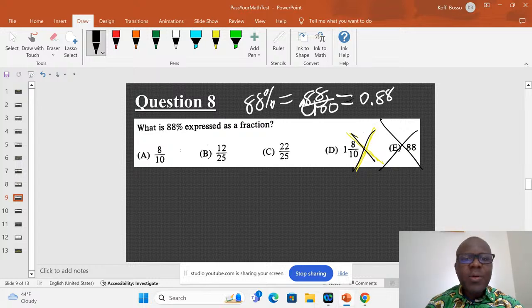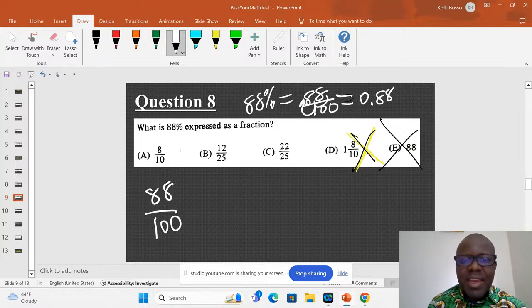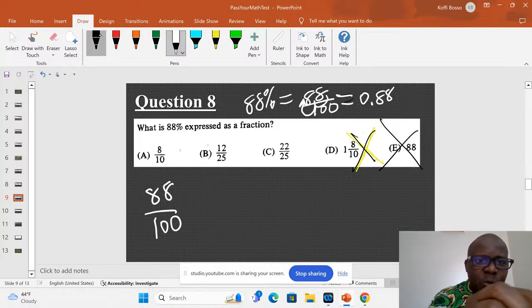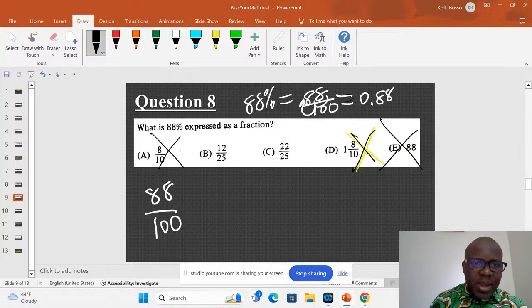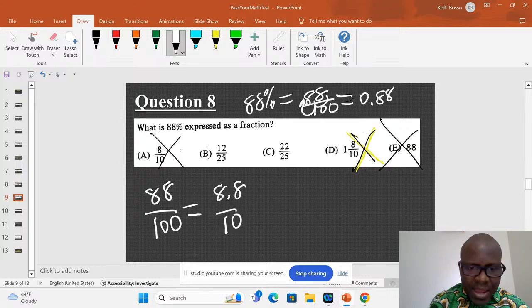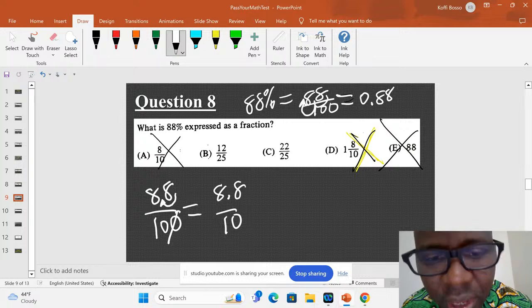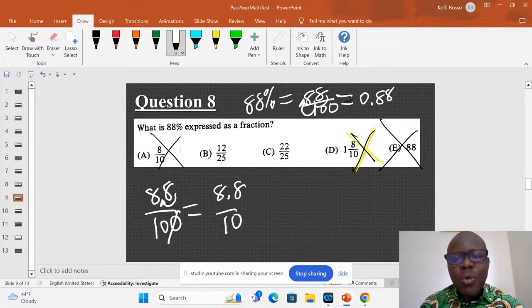Now, understand something also. When you have 88 over 100, this is not 8 over 10. No. So A is also out. This will be 8.8 over 10. So divided by 10, you move this one place. If you want to write it as something over 10, it has to be 8.8 over 10. So choice A is also out.